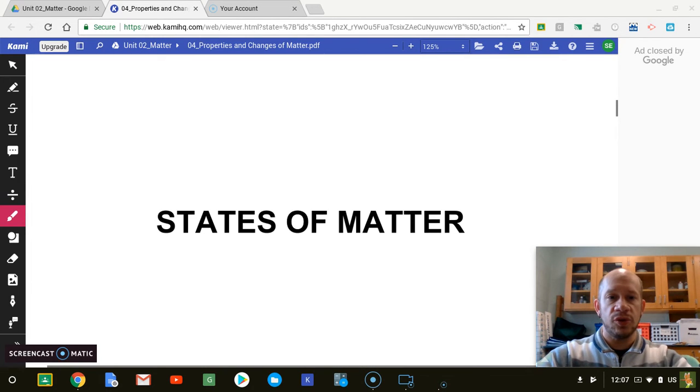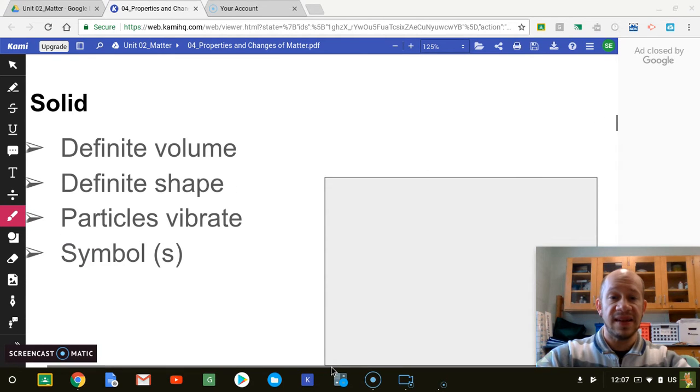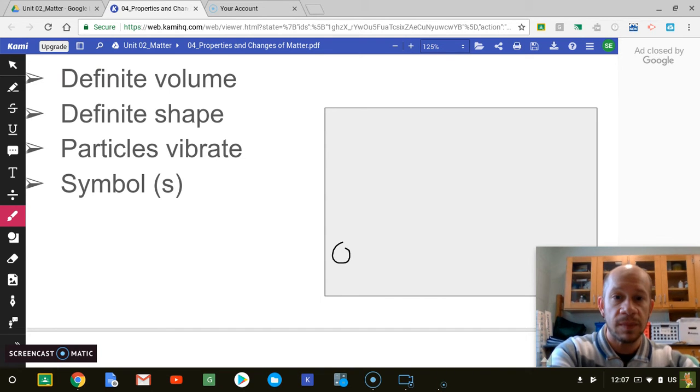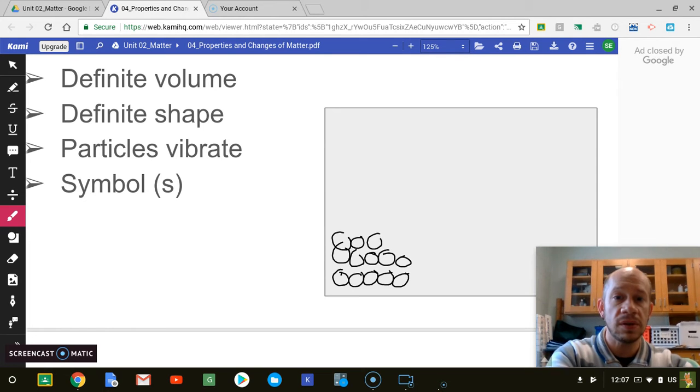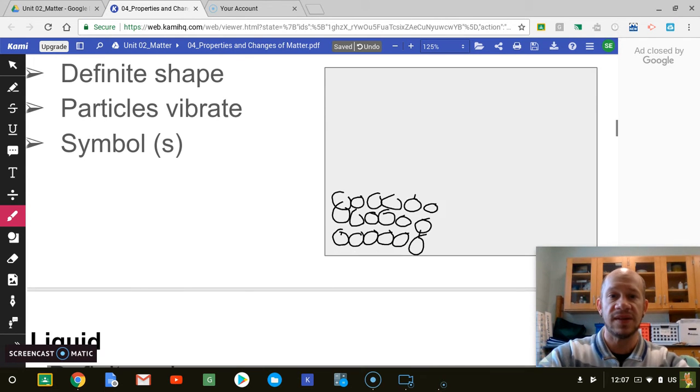So states of matter, you should be familiar with these from previous science courses. Solids have a definite volume and a definite shape, and the particles vibrate. We're going to use the symbol (s) to represent solid particles. In a particle diagram, I'm going to have them all nicely lined up in a fixed structure, close together, packed tight, mostly touching, in a little cube or another shape. It could be any shape you want, but you can tell it's a solid because they're packed together. It has a definite volume and a definite shape.